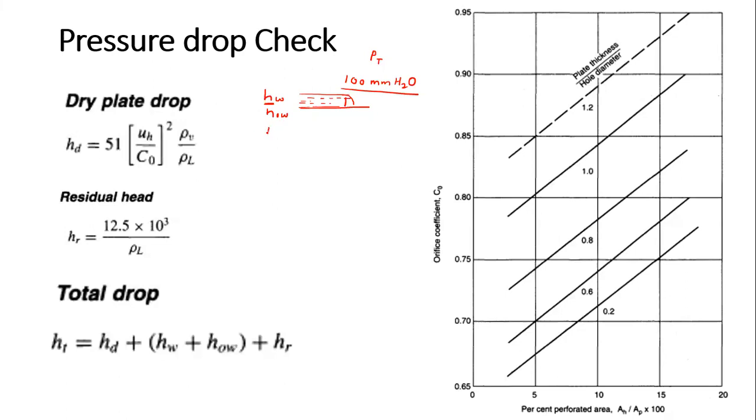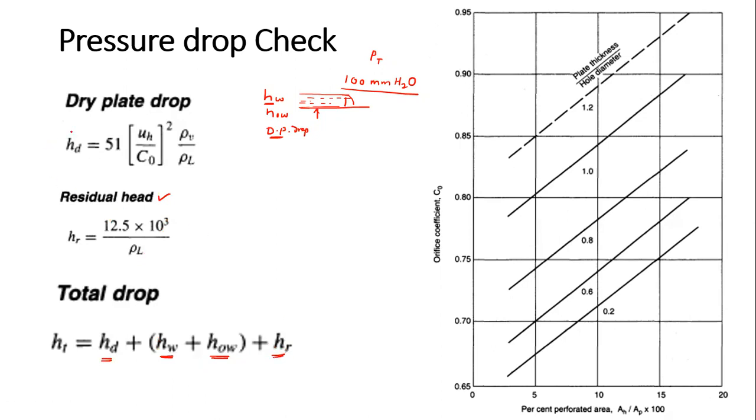Third is dry plate drop. When vapor goes through the holes, there is a contraction, which will cause a pressure drop. And the fourth one is residual head, which depends on the density of liquid. So the total pressure drop is HW, the height of weir, plus the additional weir height HOW, plus the dry plate pressure drop and the residual pressure drop based on liquid density.